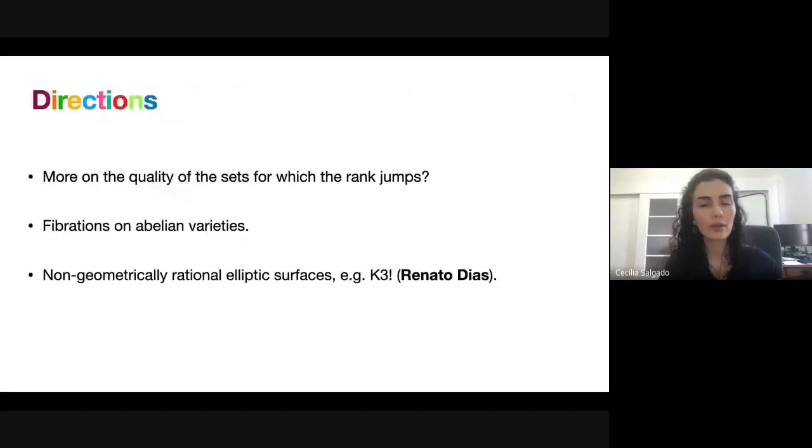And to conclude, I give you some directions. The first one is, can you say more about the quality? I have no idea how to answer that one. Fibrations on abelian varieties: I have an idea of what has to be done, but this is something I would like to think about. I would say that you have to know a little bit more about the fibers of this abelian fibration. Otherwise, you cannot use the same method as I did, or you do something else. And my PhD student is now working on non-geometrically rational surfaces to show some similar results. He's working with K3s more specifically. Renato G is working on that. So that's all I wanted to tell you today. Thank you.